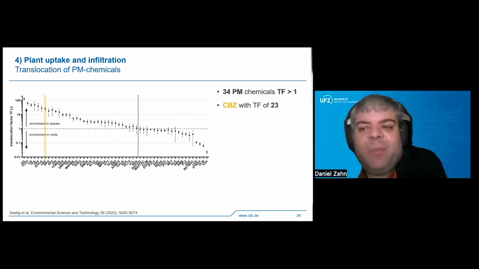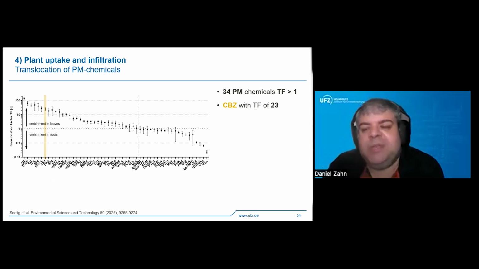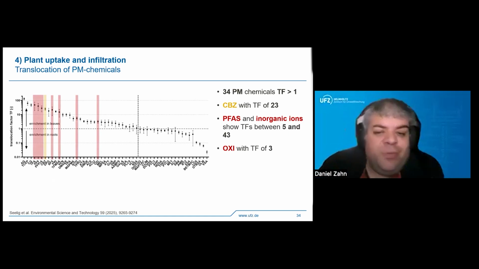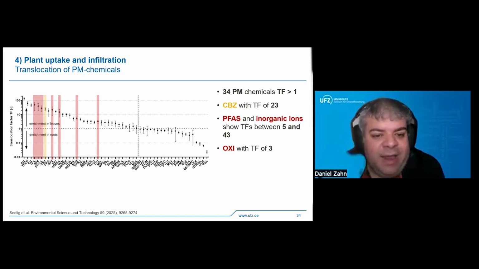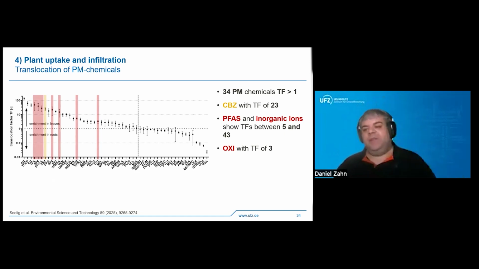Again, we have the carbamazepine as our anchor point with a translocation factor of 23. So you see it's very effectively transported into the leaves. Our PFAS and inorganic anions all show transportation to the leaves as well, some of them very strongly with translocation factors between 5 up to 43. And our oxypurinol is also mainly transported to the leaves with a translocation factor of 3.